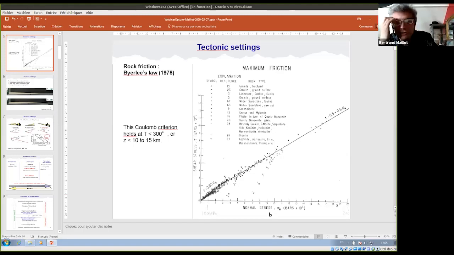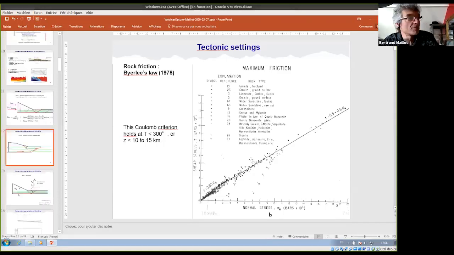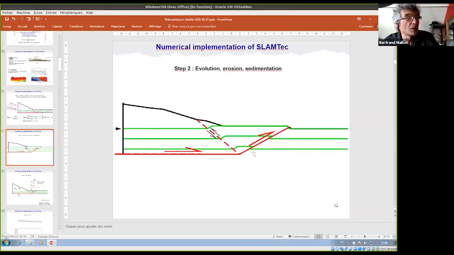But there are hundreds of papers on analog modeling, physical modeling using sand and various types of other materials, to put some layering. However, SLAMTEC, as I showed it to you, assumes a uniform material, because if it's not uniform, then this type of faulting will not occur. If this layer, for example, was very weak, the fault here would not be straight. It would probably go on for a longer time here in the weak layer before going up. So this simplification would not be valid. This is one of the serious limitations of SLAMTEC so far.